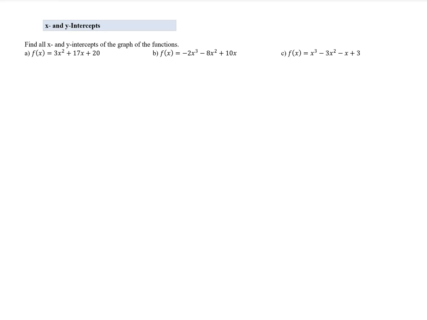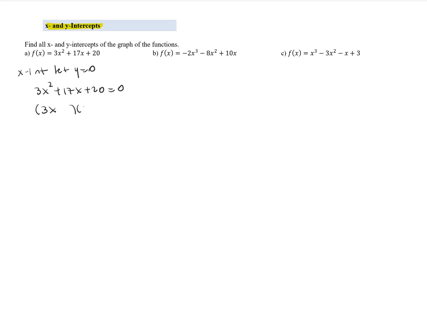In this video we will find the x and the y intercepts of polynomials. On the first one, to find the x-intercept, we will let y equals 0. So we have 3x squared plus 17x plus 20 equals 0. And next we will factor this out.